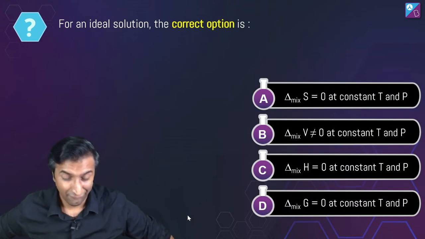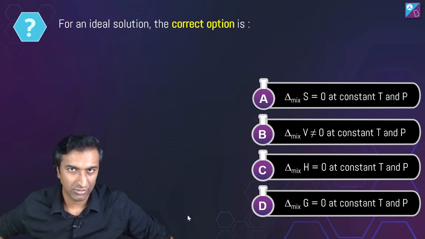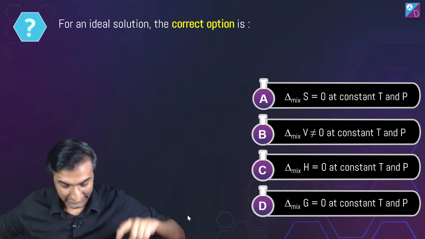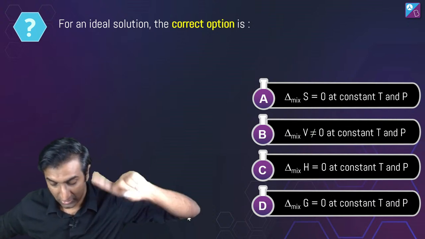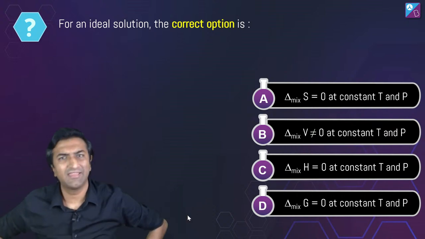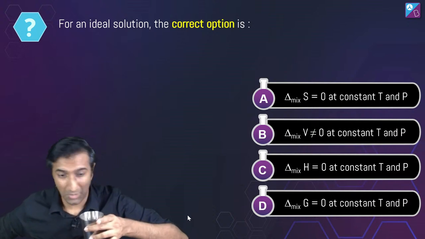Agla sawal. For an ideal solution, thoda aasan. Thoda mushkil par thoda aasan sawal. Do thode mushkil ho gaye, ab ye wala aasan hai. For an ideal solution, the correct option is: delta S mixing at constant is 0. Delta V mixing is not equal to 0. Delta H is 0. Delta G is 0. आसान है कि ये भी थोड़ा ट्रिकी हो गया. सोच के बताइए. इन्फ्रेंस बी होगा, ऑप्शन ए होगा.